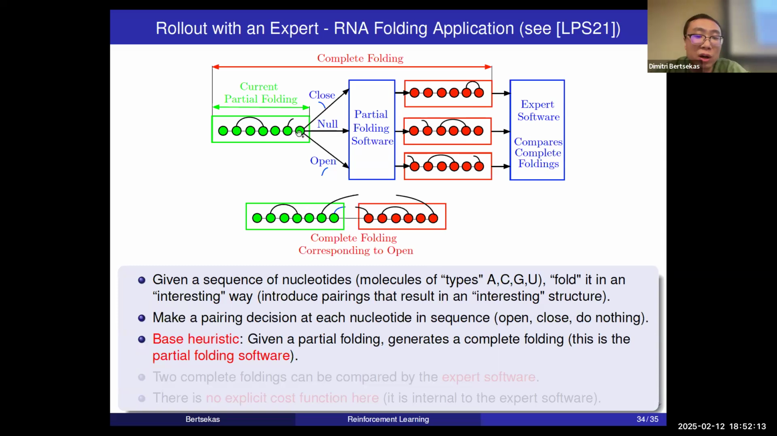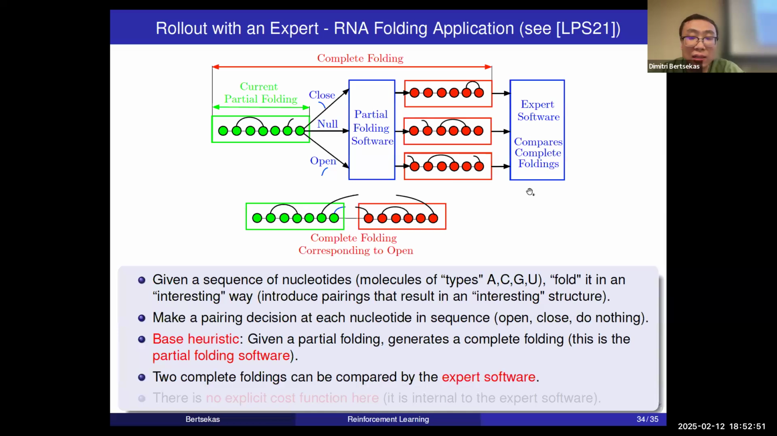In other words, starting from this partial folding, we try first close, which will match this one with this one, and create a partial folding. And then we pass this partial folding to the software, which creates a complete folding. And similarly for this one, we pass it to the software and create a complete folding and so on. So we run the partial folding software for 3 different initial partial foldings and create 3 complete foldings.